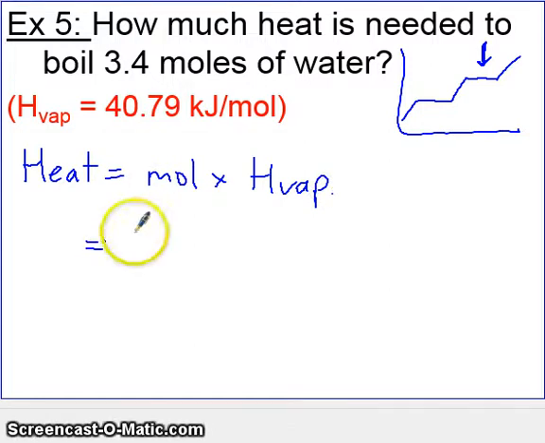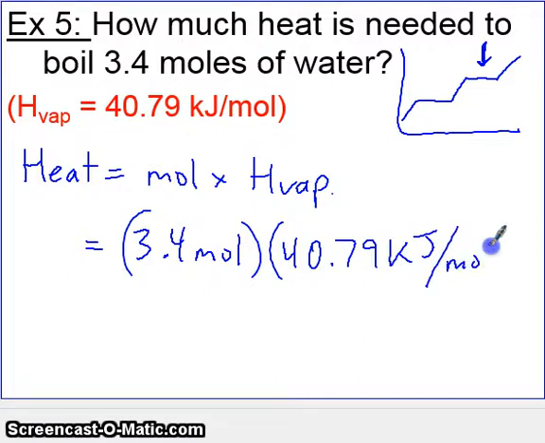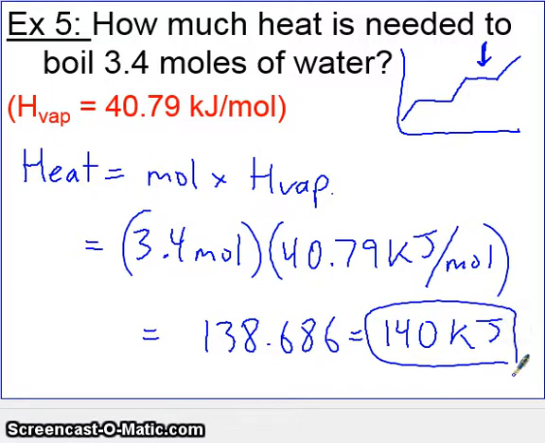All right, so we have moles as 3.4. Easy enough. Heat of vaporization is given to us as 40.79, and I'll put in the units as kilojoules per mole. If you do this calculation, go ahead and do this in your calculator, 3.4 times 40.79, you come out with 138.686. We want to use significant figures, so we have only two. Let's get it up to 140. And in this case, the units will be kilojoules. This is the unit for heat, 140 kilojoules, because the moles cancel out. So it takes 140 kilojoules if you want to boil 3.4 moles of water.